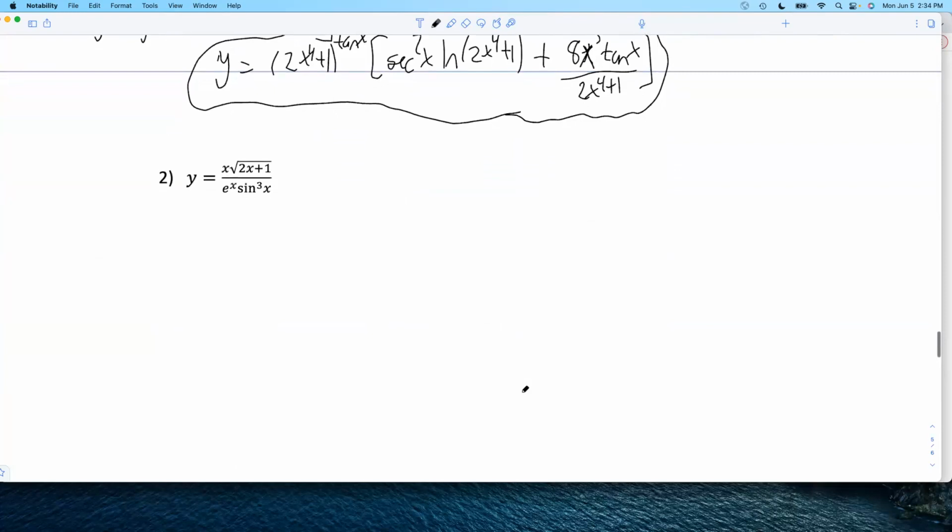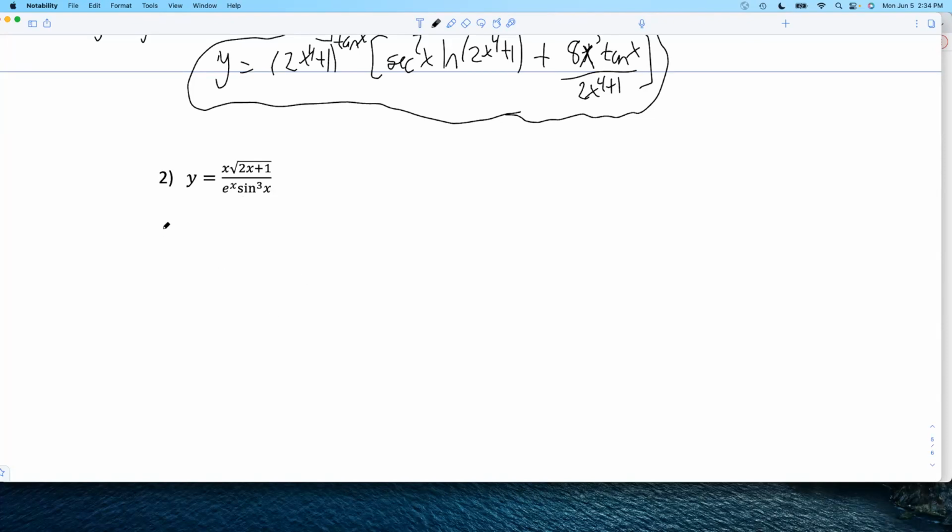Okay, let's do another one. Now here, I don't have a function raised to an exponential function that has a log in it or has my x in it. This one I could just do using quotient rule and a whole bunch of product rule, but I'm going to show you a trick here. So I don't have to use logarithmic differentiation on this, but if I do, it simplifies stuff so much.